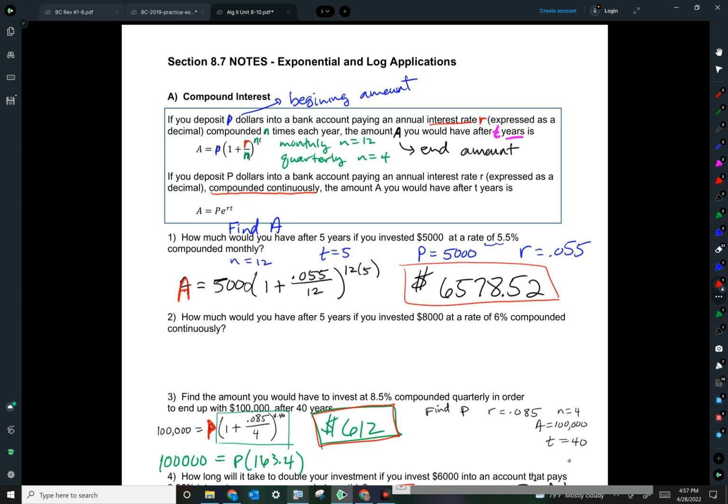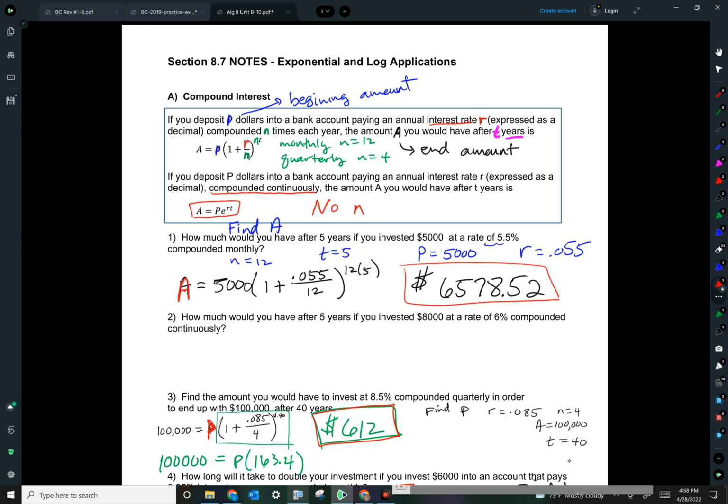And then it says the amount A that you would have, so that's still the ending amount after t years. The difference for this equation is that there is no n, because n is always how many times it's compounding, and on this one it's compounding continuously. That's why you'll notice this equation has the E in it. It means it's exponential growth.